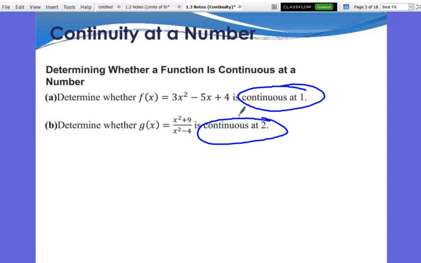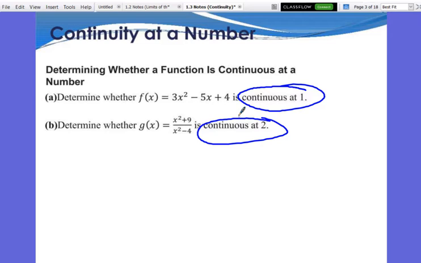Is it horizontal or vertical? What's the degree of the top? What's the degree of the bottom? 2. What does it say if it has the same degree? So is that a horizontal or vertical? Horizontal. That one's horizontal.